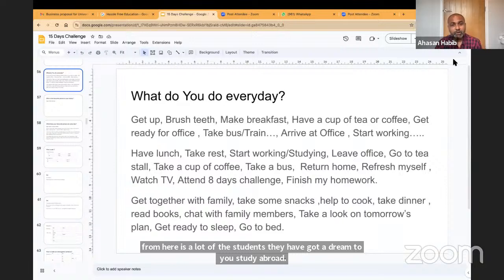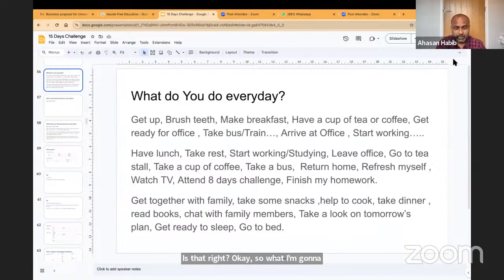Okay, so what I'm gonna do, I'll request my whole team to help you, to make you understand what are the steps to go abroad. That's the first thing. Second thing is I will request them to discuss about the financial figures.